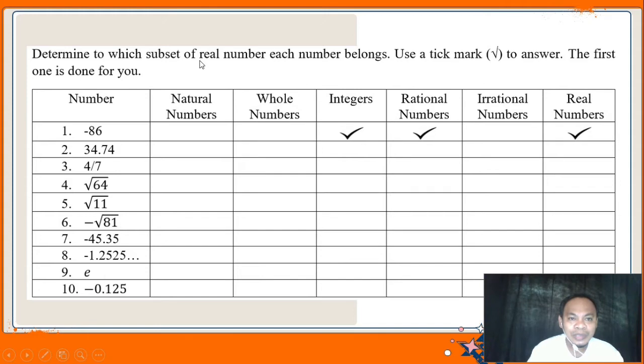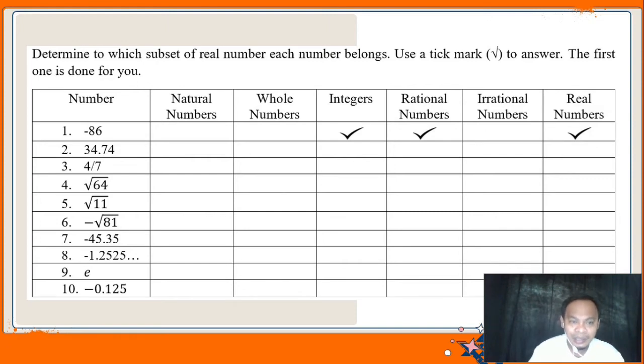So we have here an exercise. Determine to which subset of real number each number belongs. Use a tick mark to answer. The first one is done for you. So we have to check kung saan po siya nabibilang. For example, we have here number 1, negative 86. Diba? Integers po siya. Diba? Sa integers, may negative at saka positive.